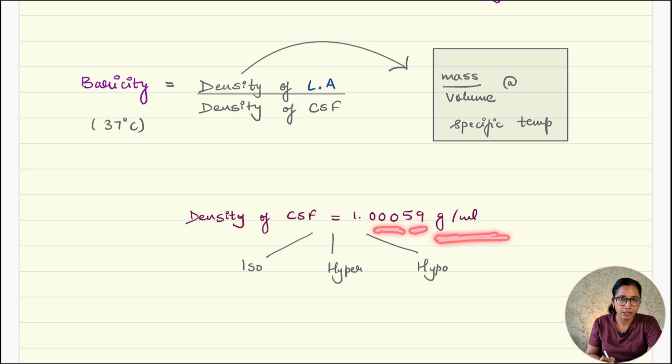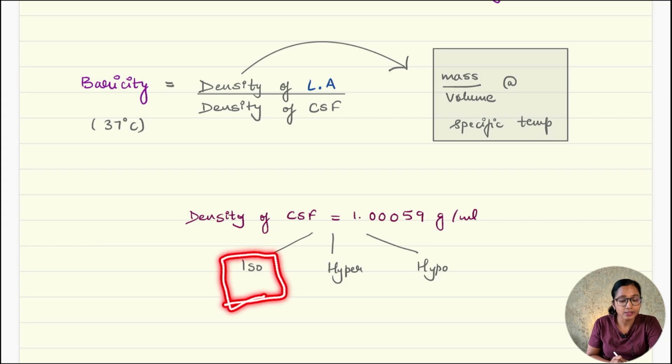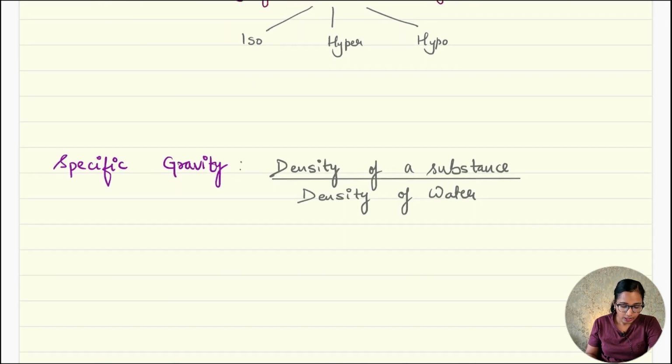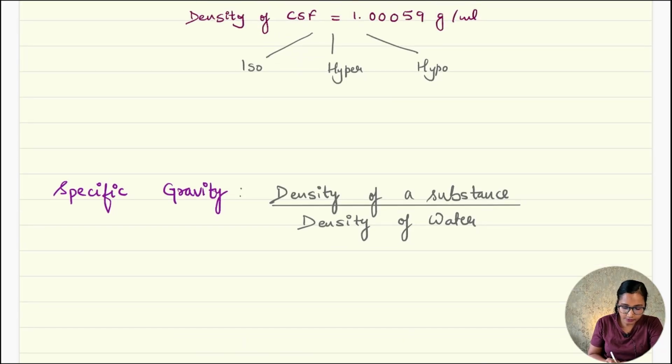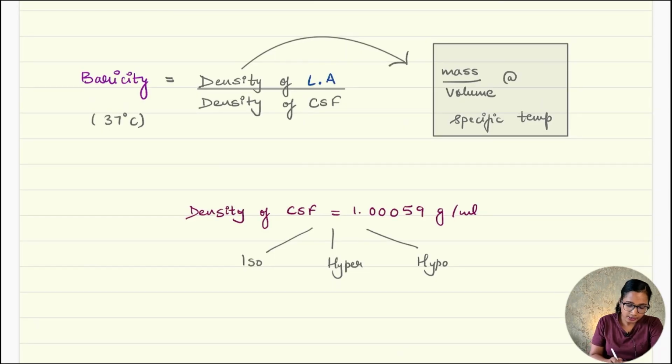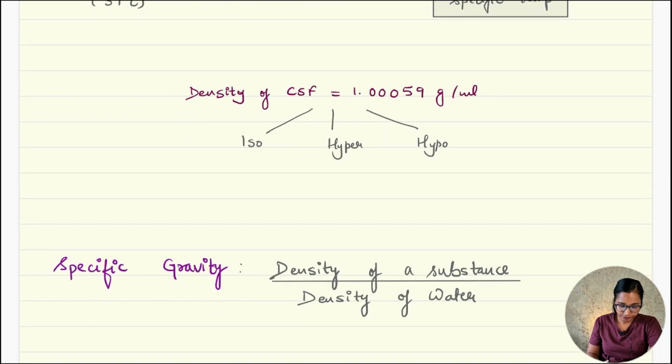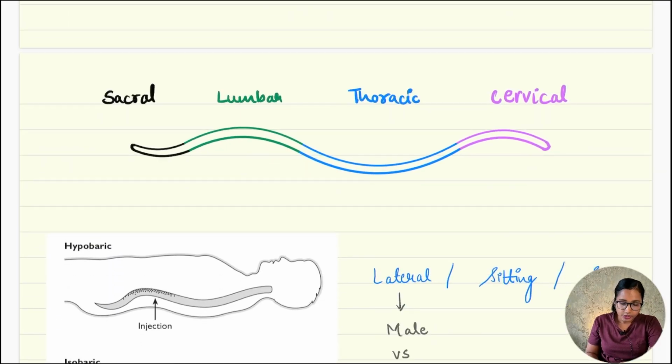1.00059 gram per ml. If a local anesthetic has approximately the same density as CSF, then it is isobaric. If the local anesthetic density is less than this number, then it is a hypobaric drug, and if it is more, then it is a hyperbaric drug. And what is specific gravity? Specific gravity is density of a substance upon density of water, whereas baricity is density of local anesthetic upon density of CSF. So, this is the curvature of the spine.